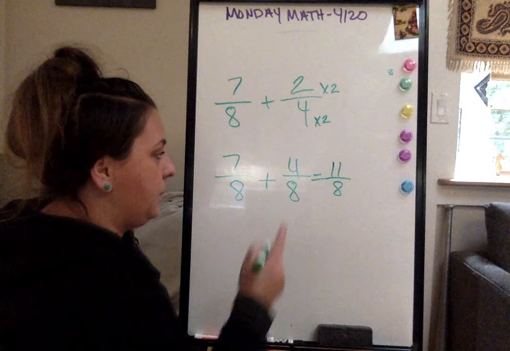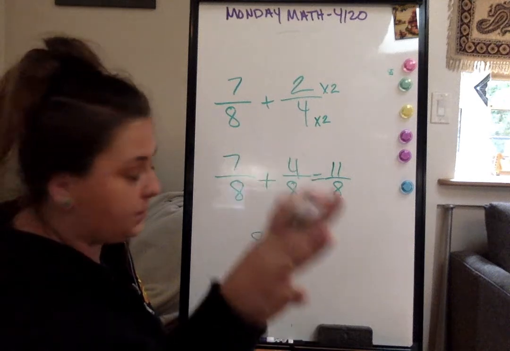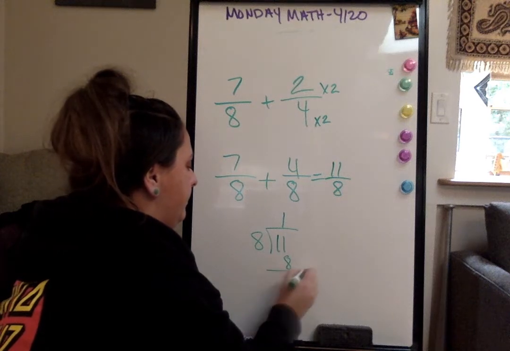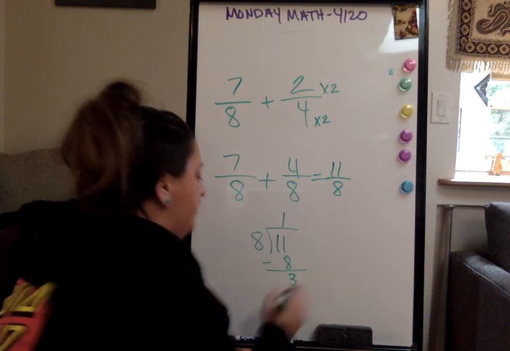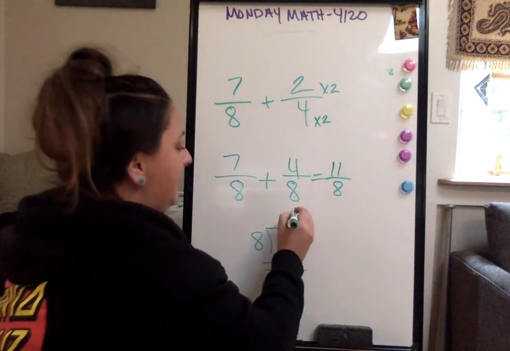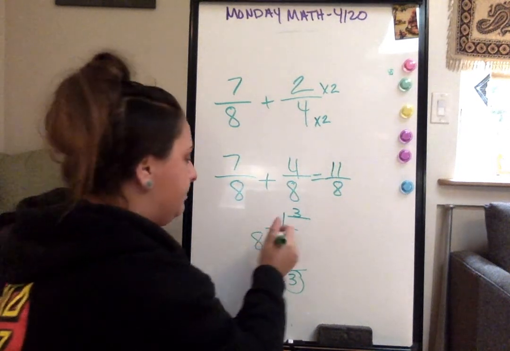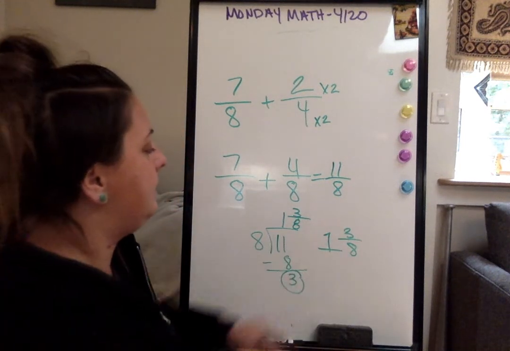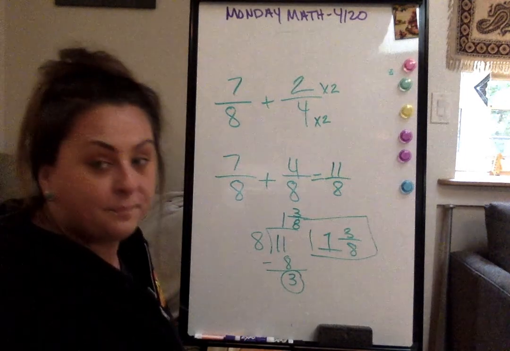And I think I'm just going to reduce it the way you guys like it, by doing it like this. You can take out the big ones. You can do it that way. If that's the way you like it, do it that way. 8 goes into 11 one time. Subtract. 11 minus 8 is 3. You take whatever your remainder is, and that becomes your new numerator. Your denominator is always your divisor. So I've got 1 and 3/8. I can't reduce this anymore. That's my answer. That's it.